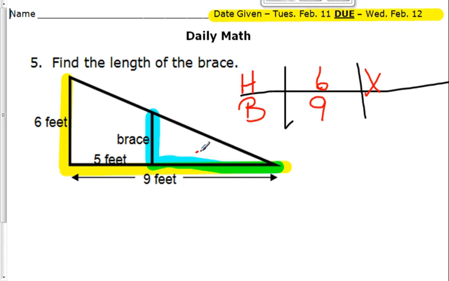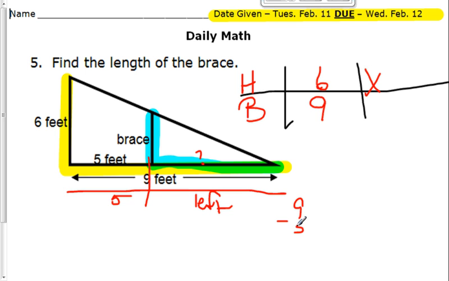Now, this side is also missing, but I can figure it out. The whole thing is 9 from the very bottom, but I took off 5 of that. So I want to know what's left. So you're going to have to subtract 9 minus 5. 9 minus 5 is 4. So the base of this triangle is 4.